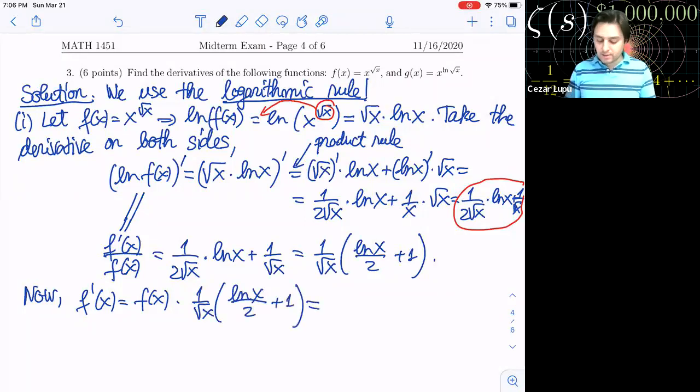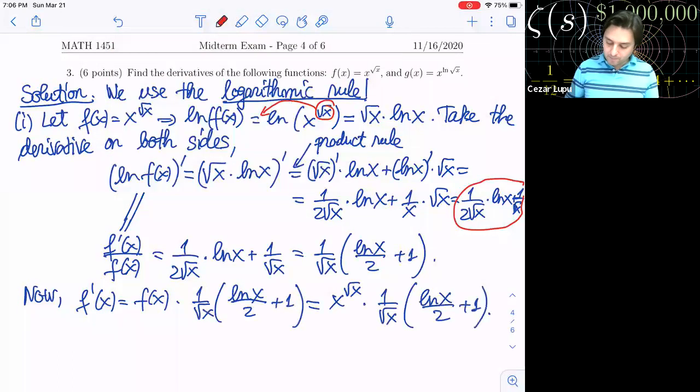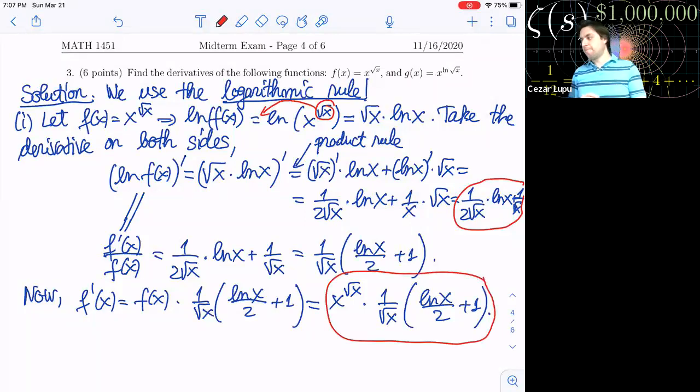Well, if you want to write it, we know who f of x is, so it's x to the power square root of x times 1 over square root of x times ln of x over 2 plus 1. And that's it. So that's the derivative right here, right?